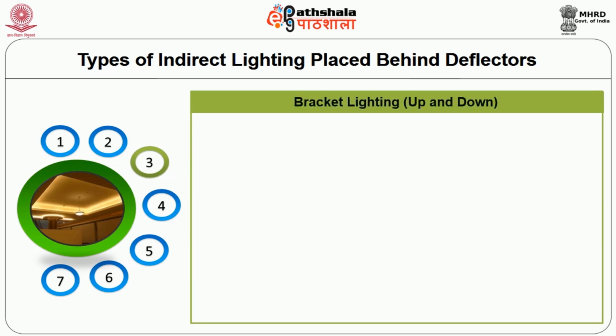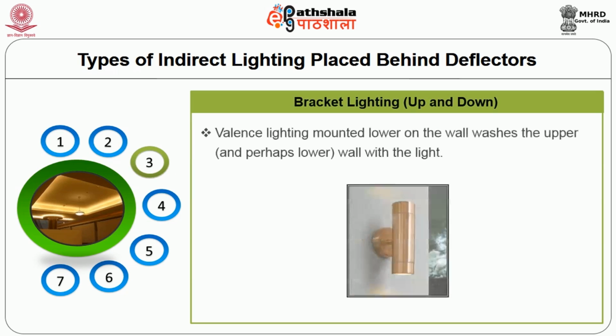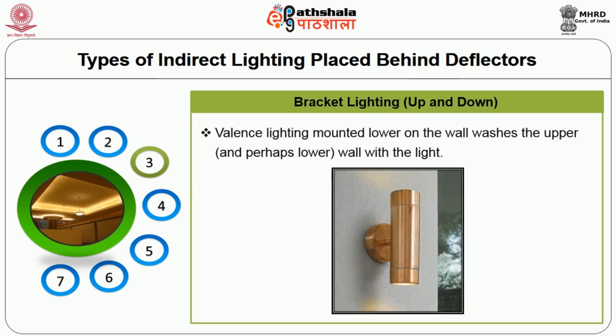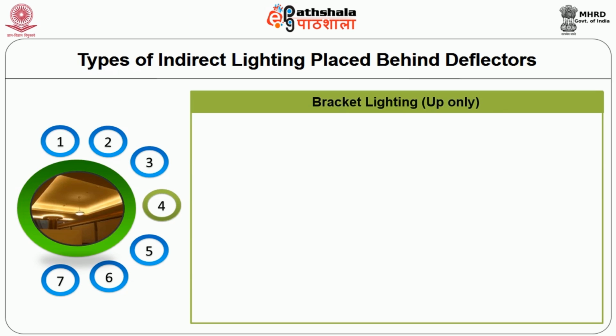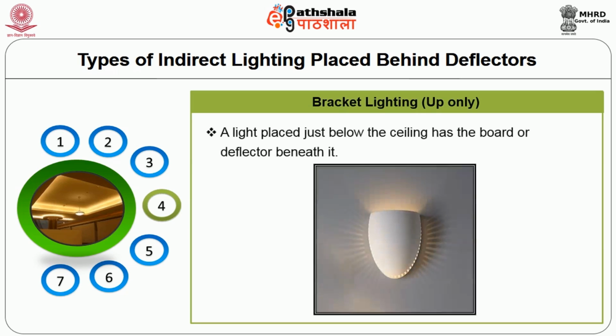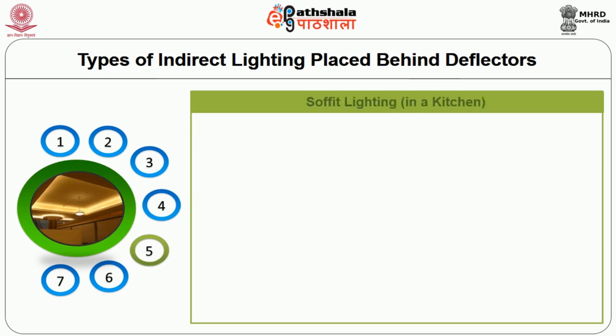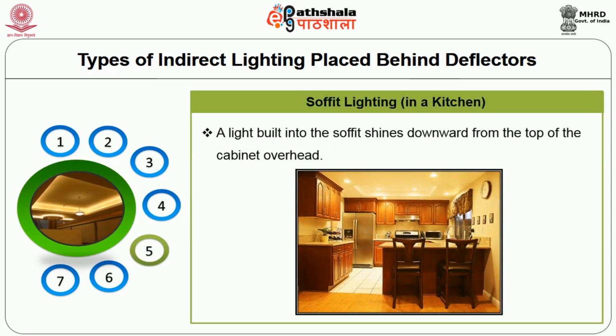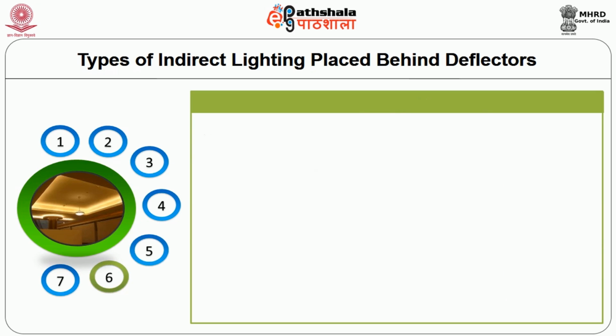Next one is bracket lighting, up and down. That is valance lighting mounted lower on the wall, washing the upper and perhaps lower wall with light. Then bracket lighting, up only. That is a light placed just below the ceiling with a board or deflector beneath it. Then soffit lighting in a kitchen. A light built into the soffit shines downward from the top of the cabinet overhead.